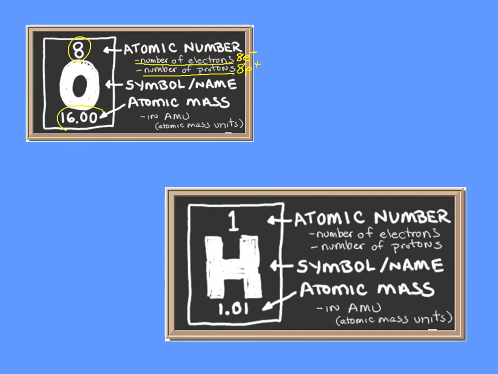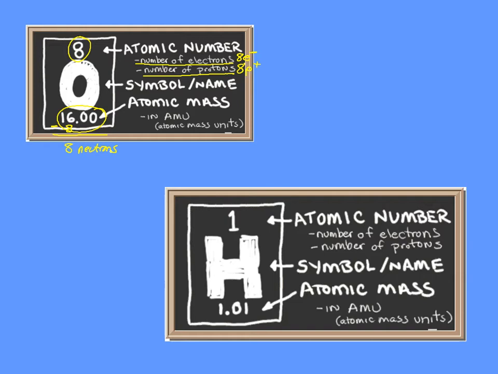Down here we have the atomic mass. The atomic mass is the number of protons and neutrons. Those two subatomic particles have mass to them. So here we have 16, and if we subtract out those 8 protons, it means we have 8 neutrons. Neutrons are uncharged, and neutrons and protons make up the nucleus, and electrons orbit that nucleus.